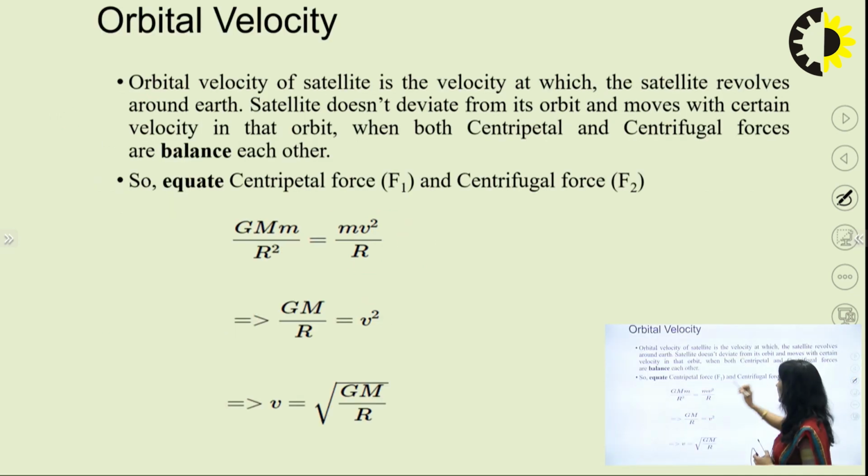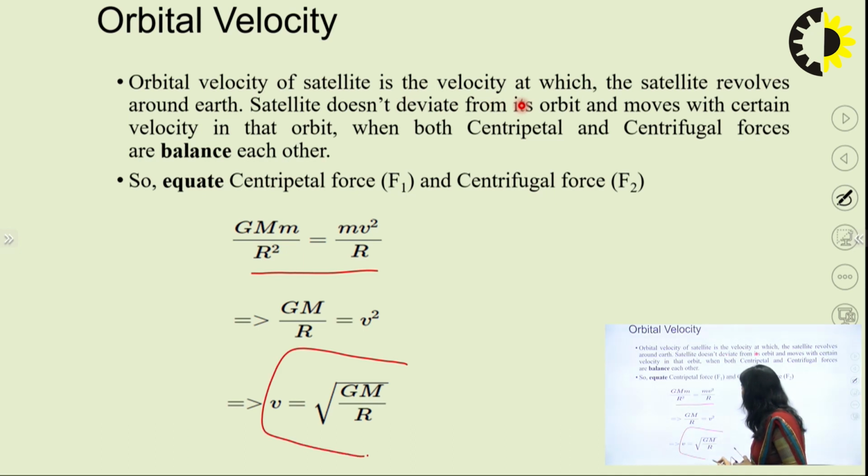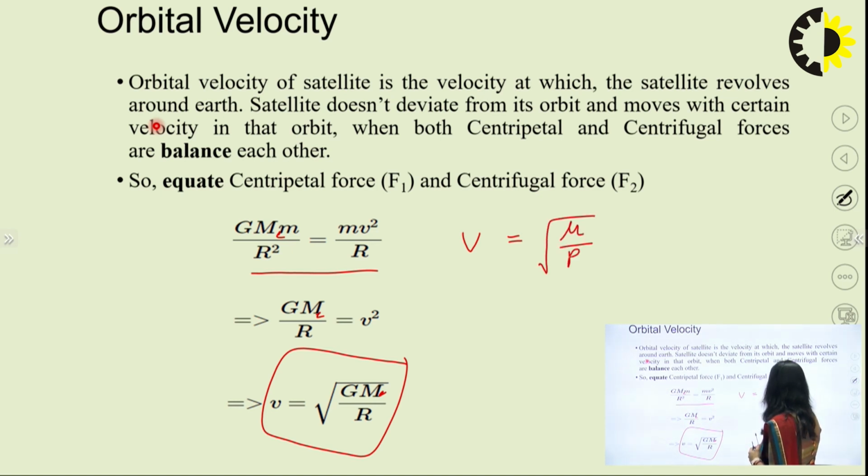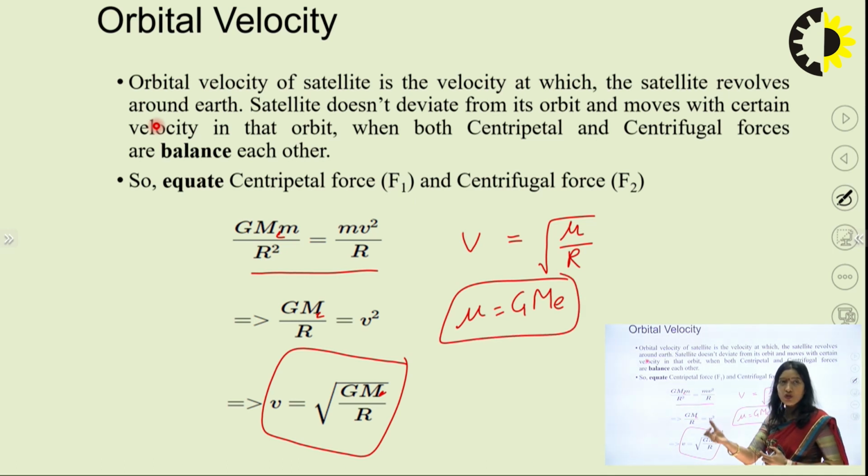We have to keep these two forces the same, so F1 should be equal to F2. Once we keep F1 equal to F2, we get v equals root of G M E by r. G M E can be replaced by mu, so mu equals G into M E. G is the universal gravitational constant and M E is the mass of Earth, both constant, so their product is also a constant, known as mu or Kepler's constant. Hence v equals under root of mu by r.